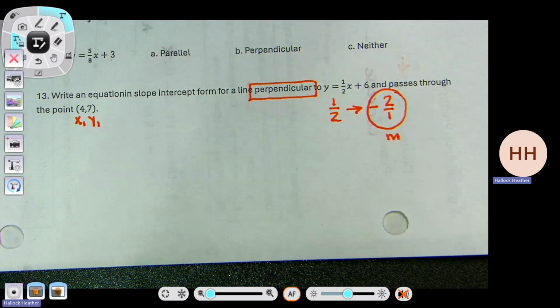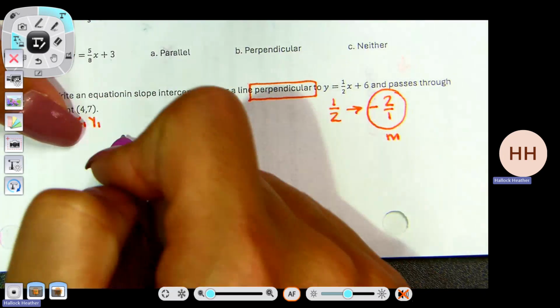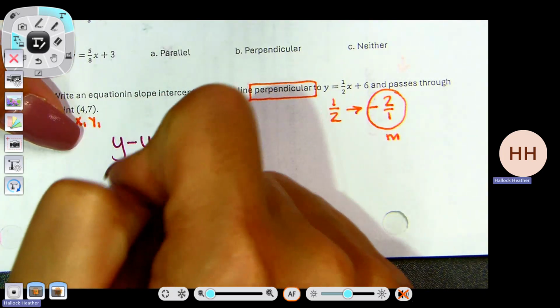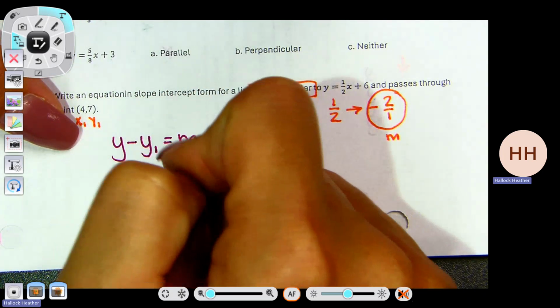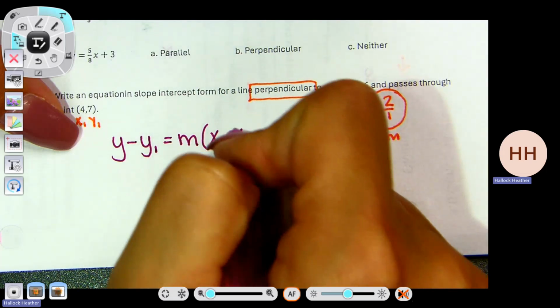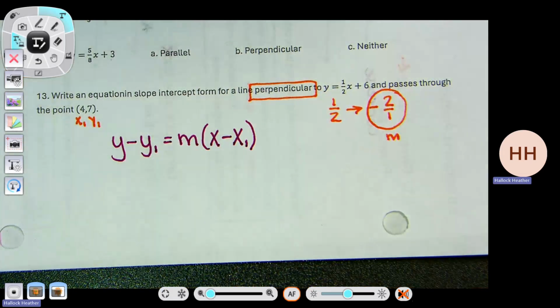I made that yesterday and I was like, that's not cute. Y minus Y sub 1. Plug in your stuff. Distributive property.